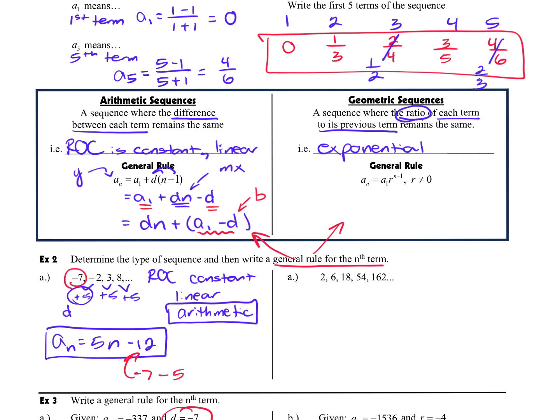Now, when we look at its general rule, a couple things that I want you to notice about this. We have our first term. So our value in the front is always going to be our first term. The r is going to be our rate. But in terms of an exponential in the past, you would have called this your base. So again, we're just giving some new names to things you've already done.